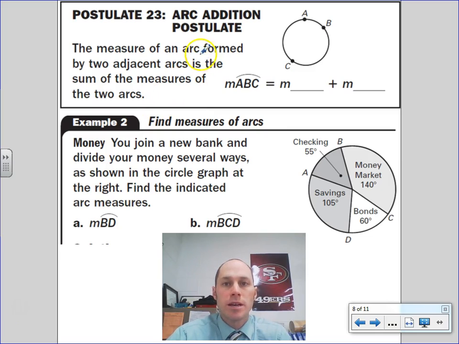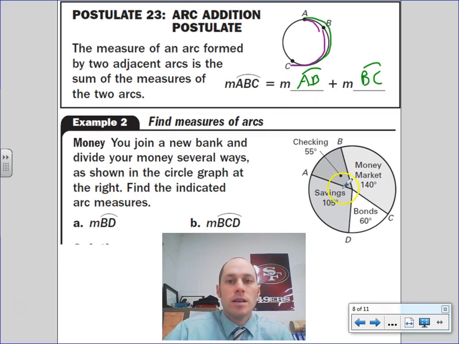Now, just like we've talked about with segment addition and angle addition, arc addition follows the same rule. The measure of major arc ABC, I could break that down into the measure of arc AB plus the measure of arc BC. Since I can break it into those two sections, AB plus BC make up arc ABC. So take a look at the circle graph and see if we can find the measures of the indicated arcs. Pause the video, restart it when you're ready.